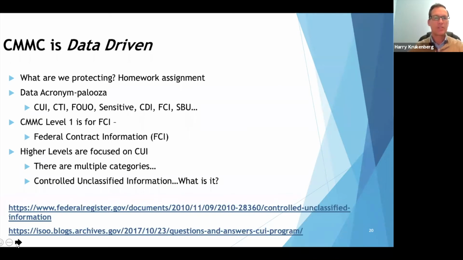Now, for CMMC, there are different levels. If you've read or become familiar with the model at all, at level 1, we're concerned only with federal contract information, or FCI. We'll get to a definition of that in a moment. But anything above level 1, we're focused on controlled unclassified information. And there are multiple categories. And now next we'll give a definition. Next slide.